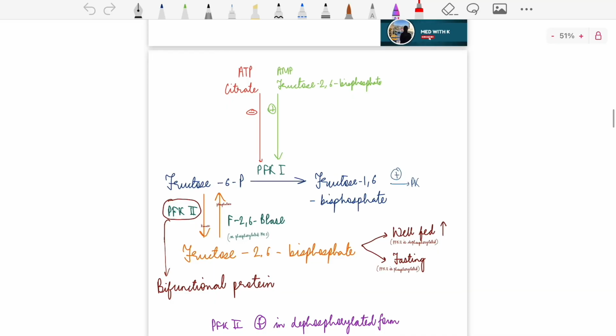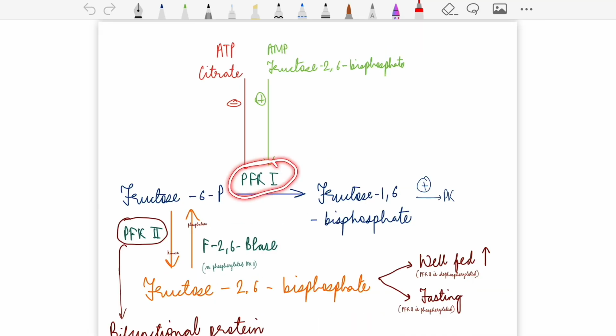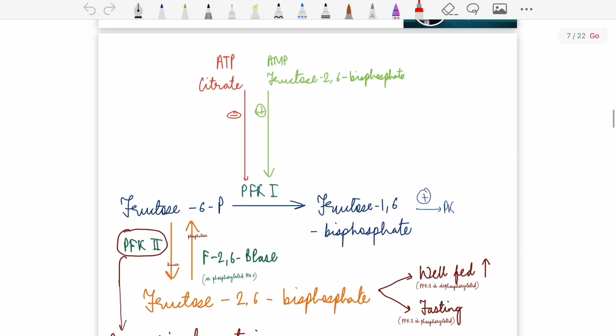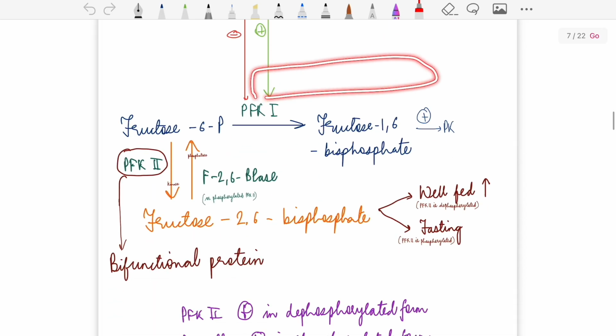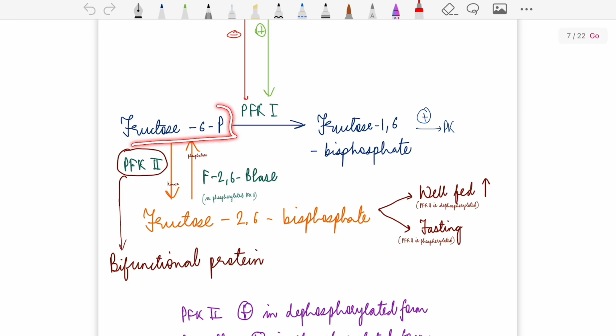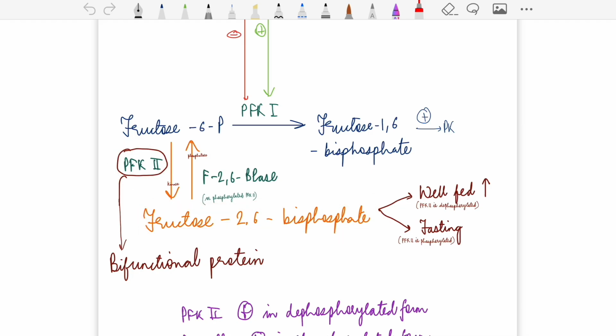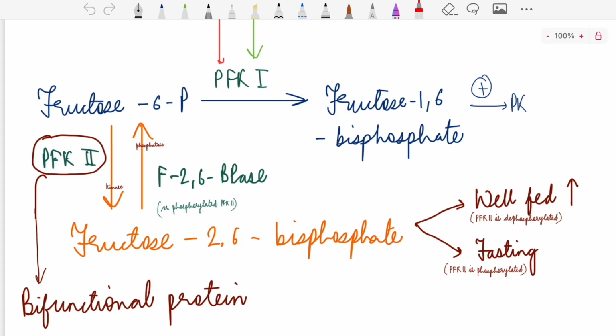Now coming to phosphofructokinase. Phosphofructokinase 1 helps in the conversion of fructose 6-phosphate to fructose 1,6-bisphosphate. Now ATP and citrate inhibit this enzyme, and AMP and fructose 2,6-bisphosphate activate this enzyme. Let us talk about fructose 2,6-bisphosphate. Fructose 6-phosphate can convert into fructose 2,6-bisphosphate with the help of phosphofructokinase 2. We have discussed PFK1. About PFK2, it is a bifunctional protein that can exist either as a kinase or as a phosphatase.